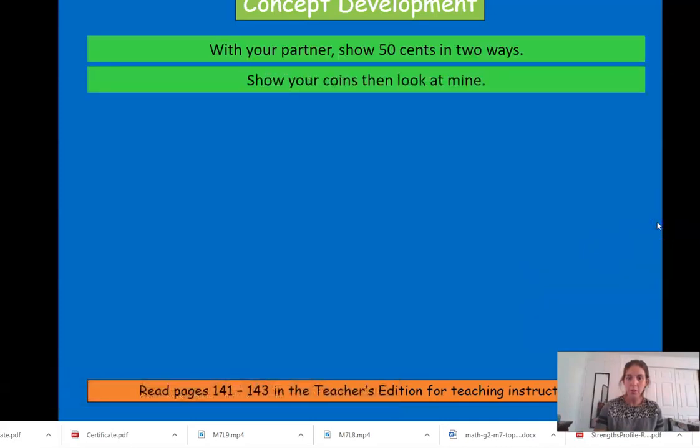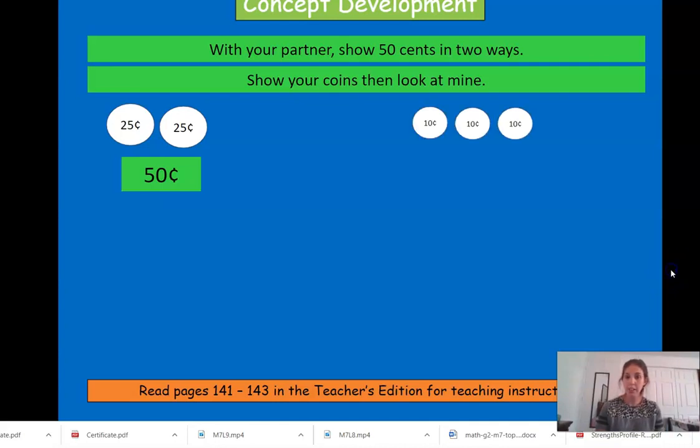So we're going to show 50 cents in 2 different ways. So I want you to use your coins that you have and show 50 cents in 2 different ways. Okay? If you need to pause the video to maneuver your coins, please do that. I'm going to show you one way. 2 quarters equals 50 cents. And I'm going to show you another way. 10, 20, 30, 40, 50. 5 dimes equals 50 cents.